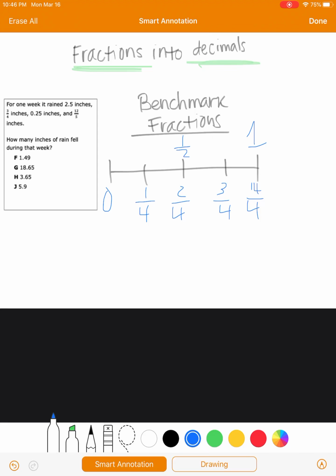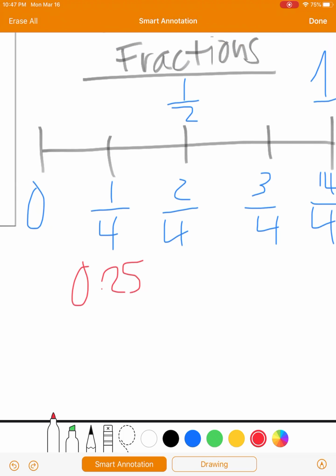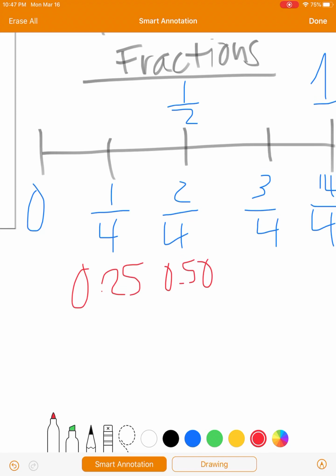Now when we make fractions into decimals, what we have to do is top in the box. So the benchmark fractions should be pretty easy. You have to think of money. If you have 1 out of 4, 1/4 means 25 cents. 2/4 means 50 cents. Oops, sorry. That will be 50 cents. 3/4 represents 75 cents.